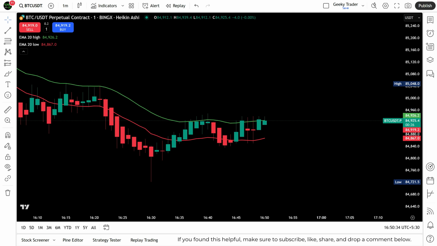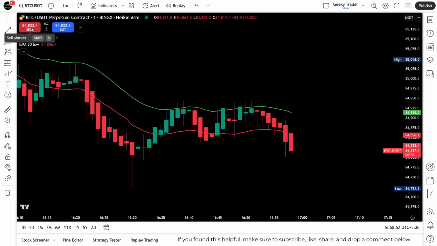Here's the secret. The big move comes after the flat market. After a period of consolidation, the market often explodes into a strong trend, either up or down. This is the moment when smart traders position themselves for big profits by catching the breakout. Watch for a strong breakout candle moving outside the 20 EMA zone. Jump in at the right time and ride the trend for bigger profits.